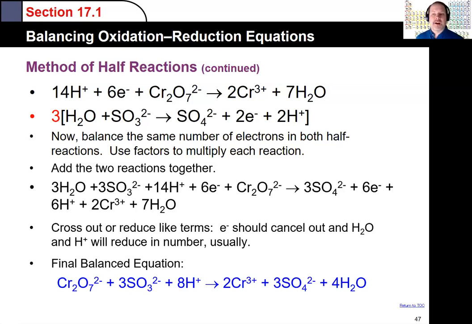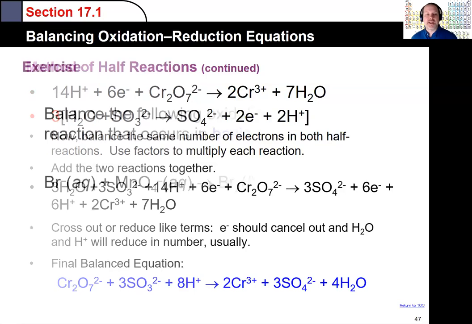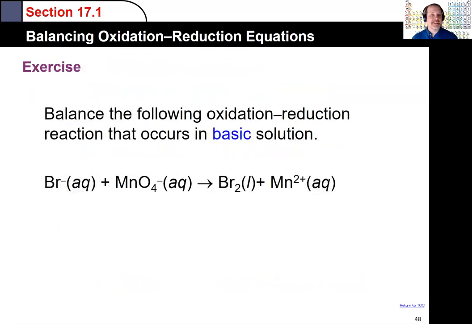All right, our last one. Well, I should just say this one was balanced in acid. That was our main focus. We used hydrogens to balance the waters. That's what it means to balance in acid. Now you may get asked sometimes to balance something in basic solutions, and I'm going to show you an easy step how to do that.